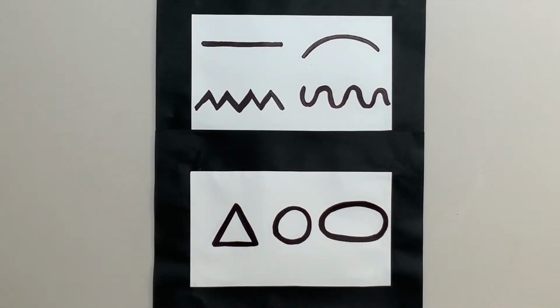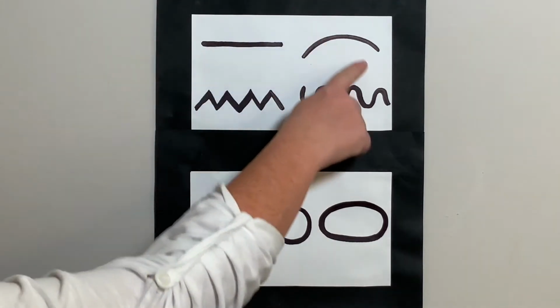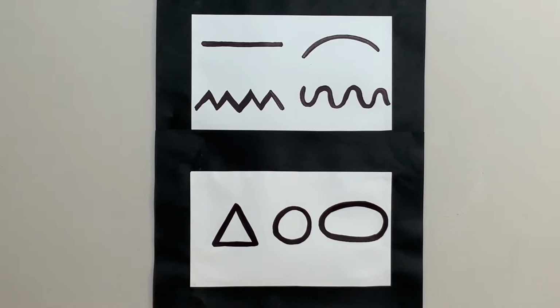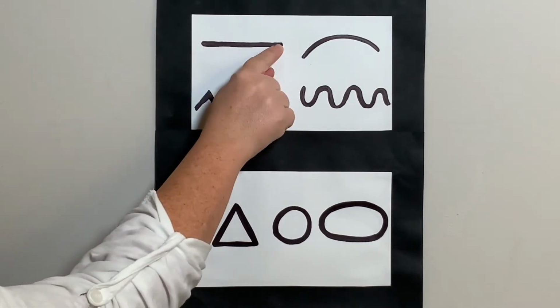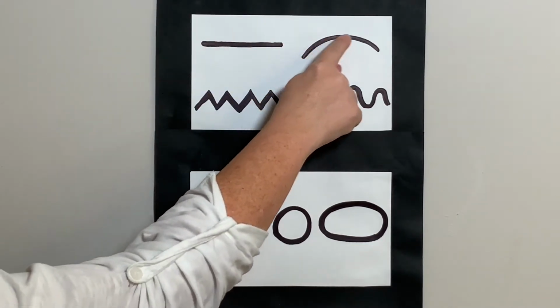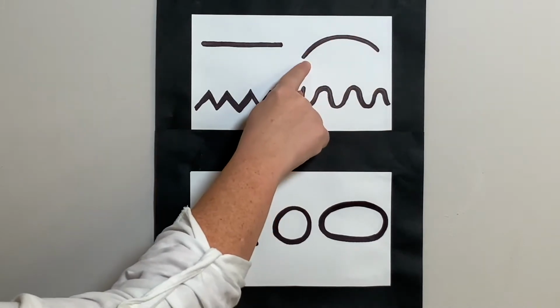Since we are retelling the story about the panther, I thought I would show you these lines and shapes because we're going to be using both of these to draw the narrative. So let's go over these together. This is a straight line. Say it with me. Straight line. This one is a curvy line.